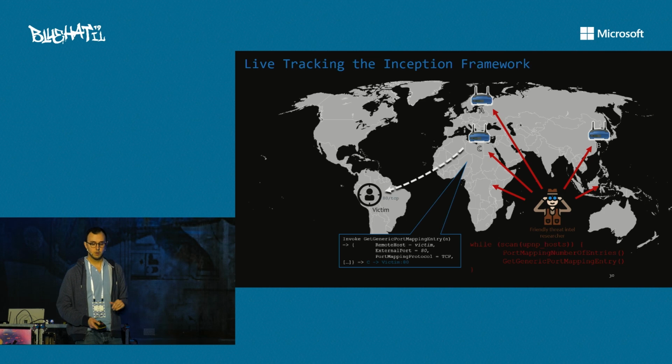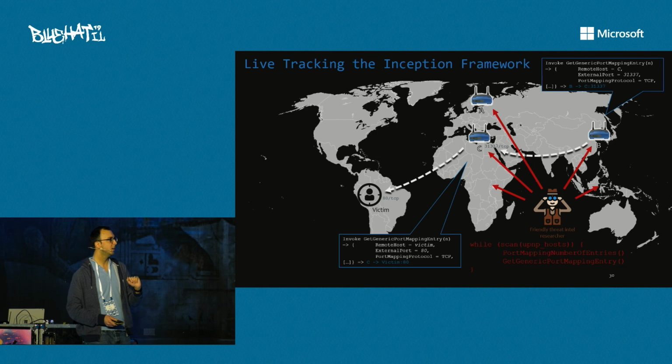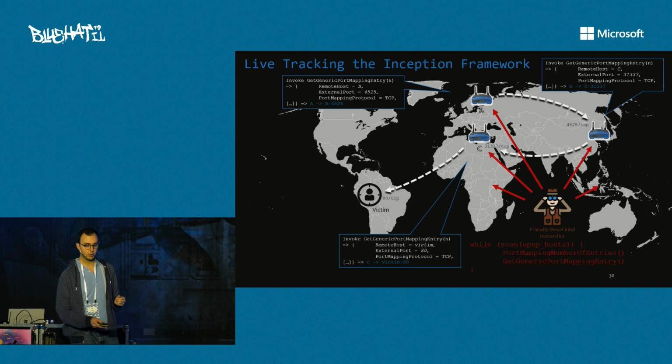So for example, if you get a reply from this one and you see there is an active connection from C to some other IP in South America, this is weird, I will keep it in mind. And on this router there's another active entry going from B to C, and on this one you can have an entry from A to B. So this way you can really trace back the Inception framework.